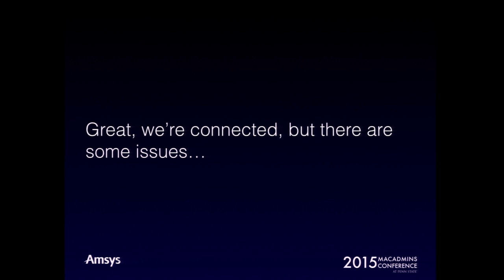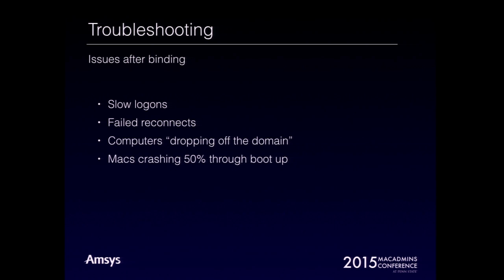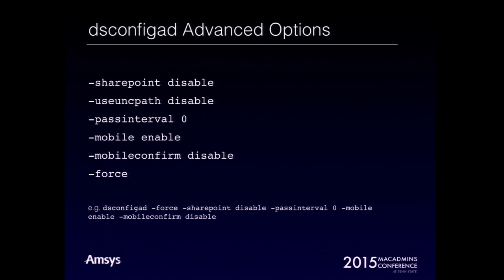Okay, and then the other side of it is we're connected, but there are some other problems. These can be harder to get around, harder to troubleshoot. So these are some of the main ones. Slow logons, which has plagued us for years. There are so many different reasons for that. Failed reconnects or computers dropping off the domain. And then our latest favorite for 10.10 was the Macs crashing on startup, stopping at 50%. I had to give it a mention, even though it's been fixed.